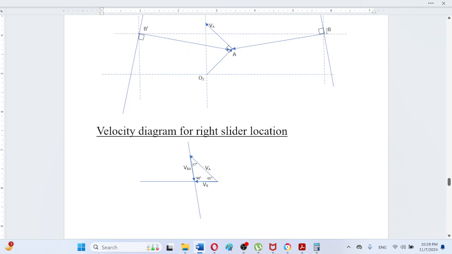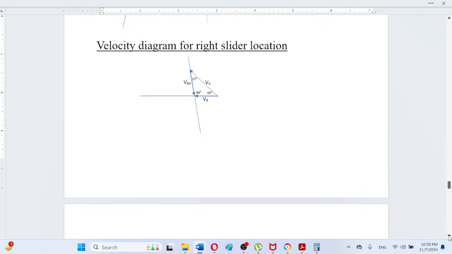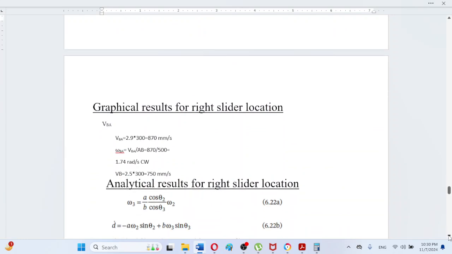So as we can observe, this will be trying to rotate this connecting rod AB in the clockwise orientation. That means angular velocity for this right hand side slider location connecting rod is clockwise, and slider location is actually towards negative x-axis. So here I have verified the graphical result have been listed here.